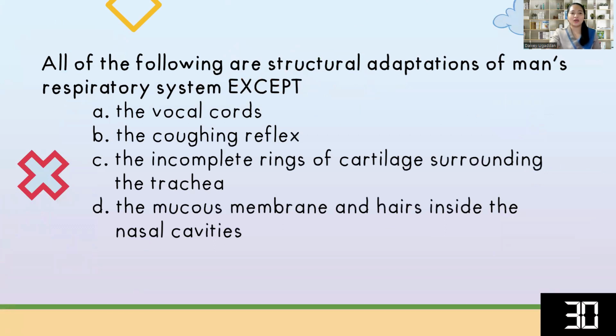Question number 1. All of the following are structural adaptations of man's respiratory system except A. The vocal cords, B. Coughing reflex, C. The incomplete rings of cartilage surrounding the trachea, or D. The mucous membrane and hairs inside the nasal cavities. Please key in your answer in the comment section.